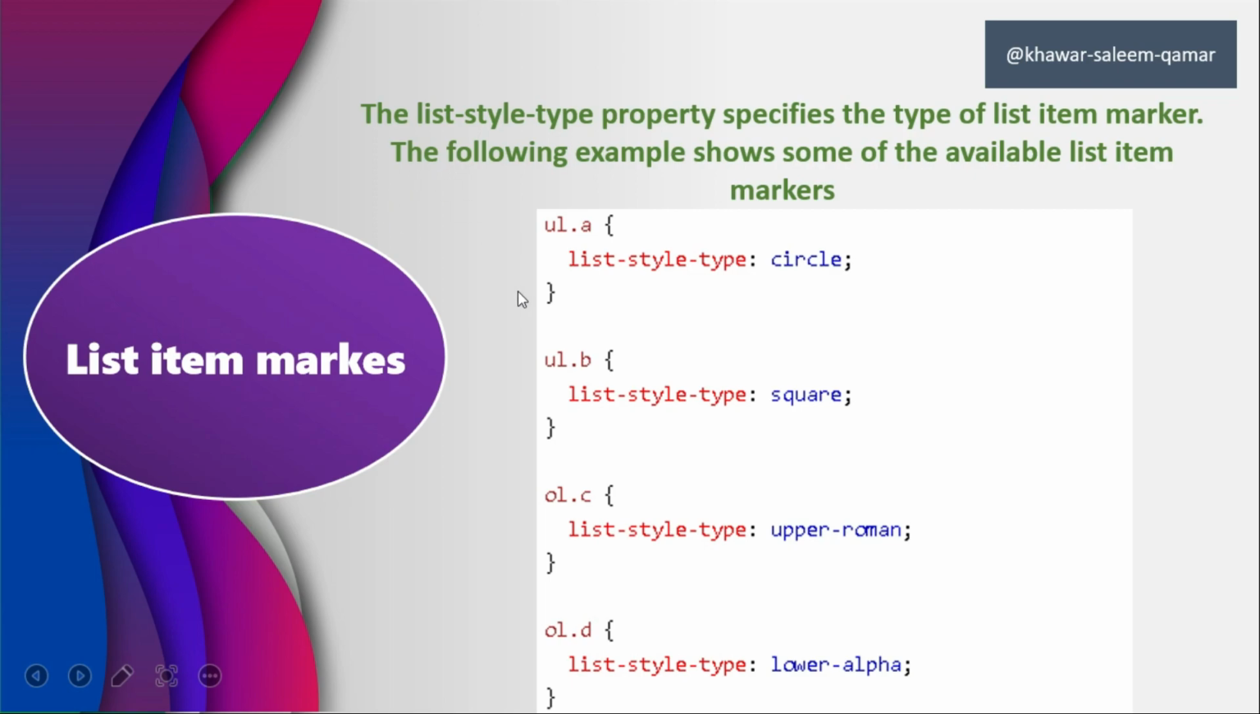So for customizing the list item markers, pardon the mistake right here. In here you have to use this property list-style-type to change the marker. So there are different types of markers that you can use. By default it's circle, and the other options we have are square, upper Roman, lower alpha, etc.